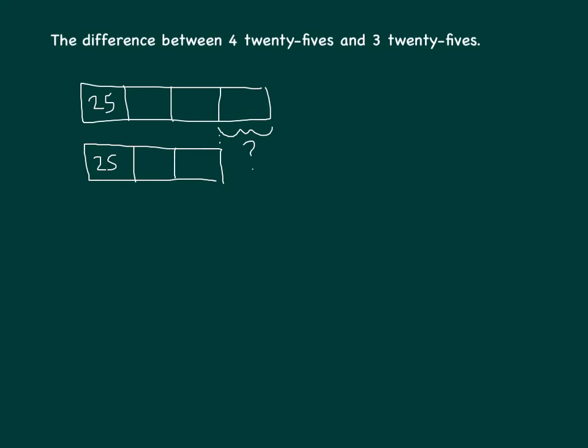But as an expression, I'm going to have 4 groups of 25, and I'm going to take away 3 groups of 25. And if we want to put parentheses around those, we can, but we don't really need to. So that would be the numeric expression for that.